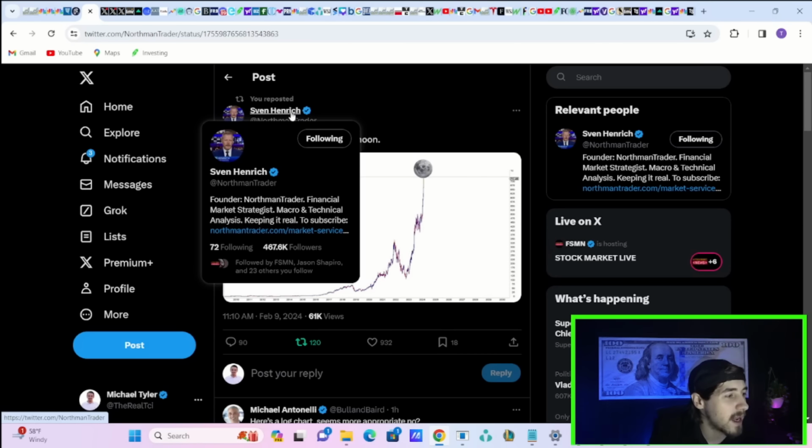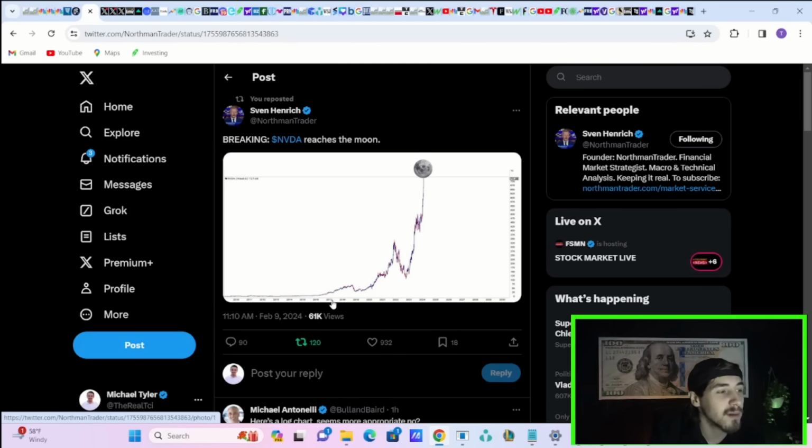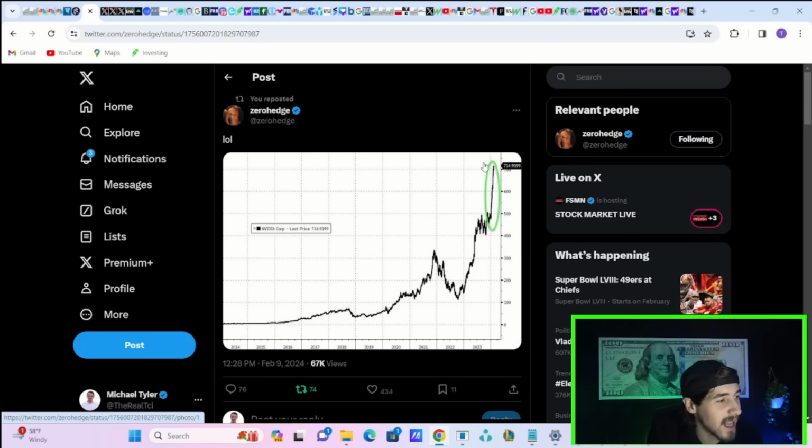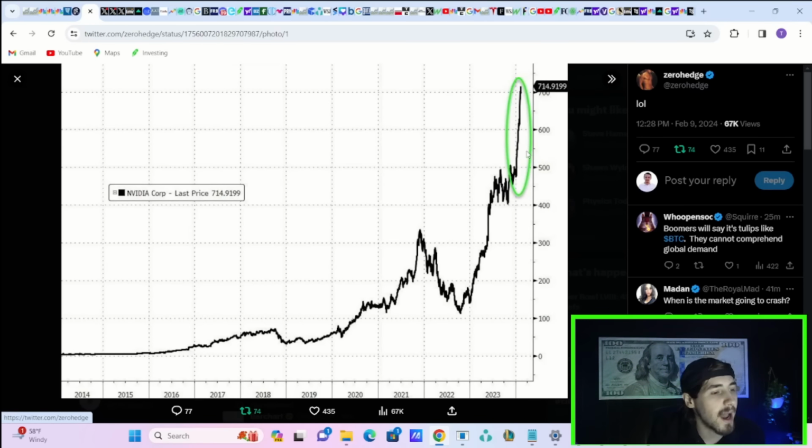This one from Sven Henrik. He says, Nvidia reaches the moon. And Zero Hedge says, LOL, just highlighting this last kind of blow-off top that we have seen in Nvidia. This has definitely been a short squeeze and a whole lot of FOMO. I mean, just in the last month or two, you've pulled almost $500 billion into Nvidia from other areas of the market. So it's no surprise why Tesla has not been doing well, or your average stock has not been doing well. If you're not seeing inflows into the markets to support higher stock prices, well, you're seeing selling from one area and buying into another.